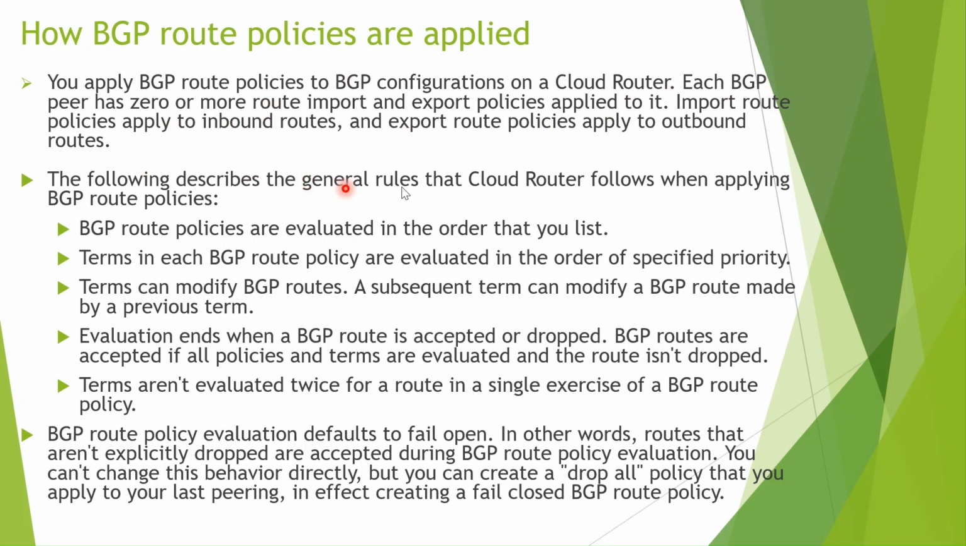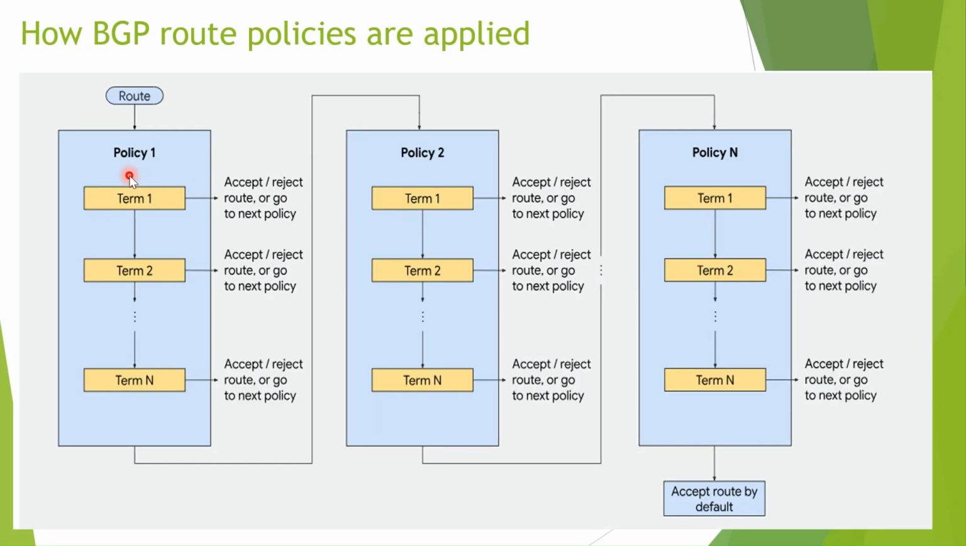So there are some general rules. BGP route policies are evaluated in the order that you list them. Suppose this is my policy 1, policy 2, and policy 3, 4, 5, 6. You can take anything. First of all, it will evaluate policy 1, then policy 2, then policy 3, and at the end your route will be passed.